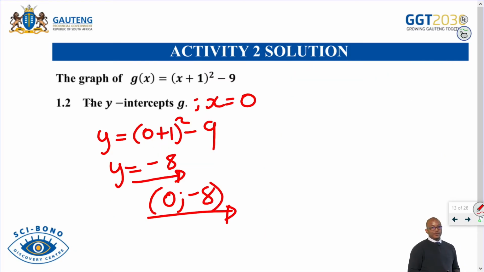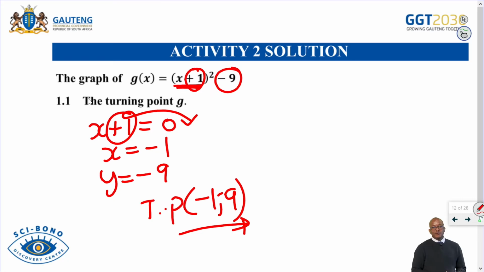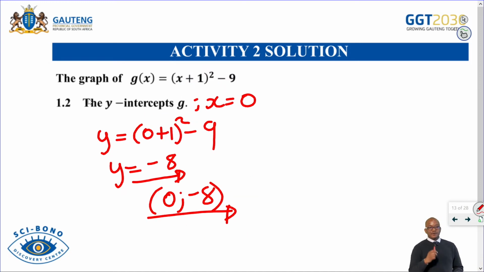Remember, we have our turning point, which is negative 1 and negative 9. Sorry, this turning point here is negative 1 and negative 9. I wrote it correct there. Then when I write it as a coordinate, I forgot to put negative there. So it's negative 9 there. It's negative 1 and negative 9. Then now we have our y-intercept, which is 0 and negative 8.